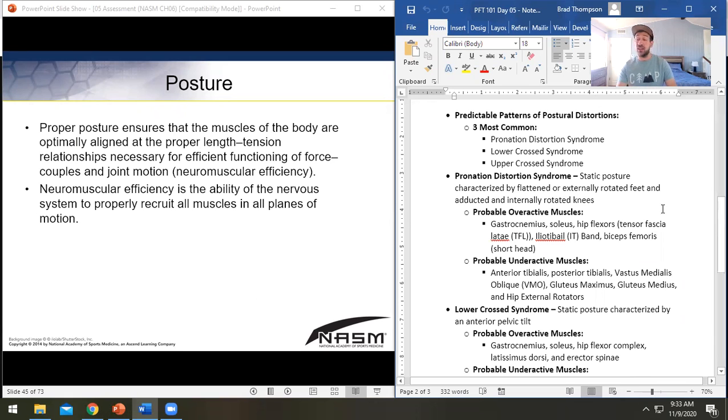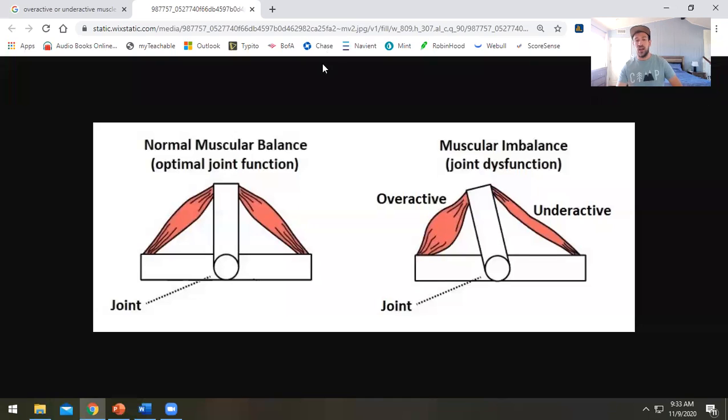Remember on Friday, we talked about length tension relationships. There is a relationship between how long your muscle is and how much force it can generate. If it's too short, it can't generate enough force. If it's too long, it can't generate enough force. Both of those are bad, right? So when you see this overactive muscle, it's pulling too much and it's weaker than it should be. This underactive muscle over here is not pulling enough. It's being stretched out and it's weaker than it should be. So both of these are actually weak muscles.